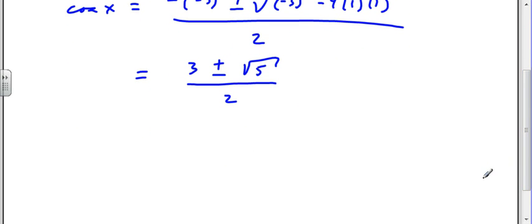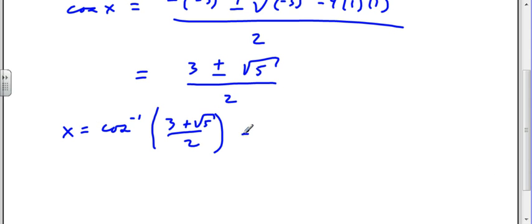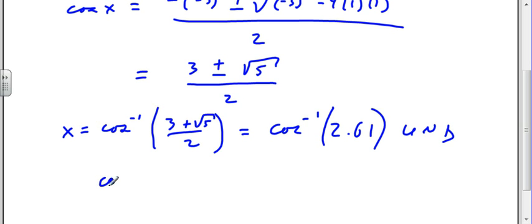Well, isn't that just lovely? All right, so I'm going to say x is the arc cosine of 3 plus the square root of 5 over 2. I don't think there's an answer there. Do you think there's an answer there? 3 plus the square root of 5 divided by 2. And there's no answer there because the arc cosine of 2.6 is undefined. So there's no answer at the plus guy. And then I look at the arc cosine of 3 minus the square root of 5 over 2.